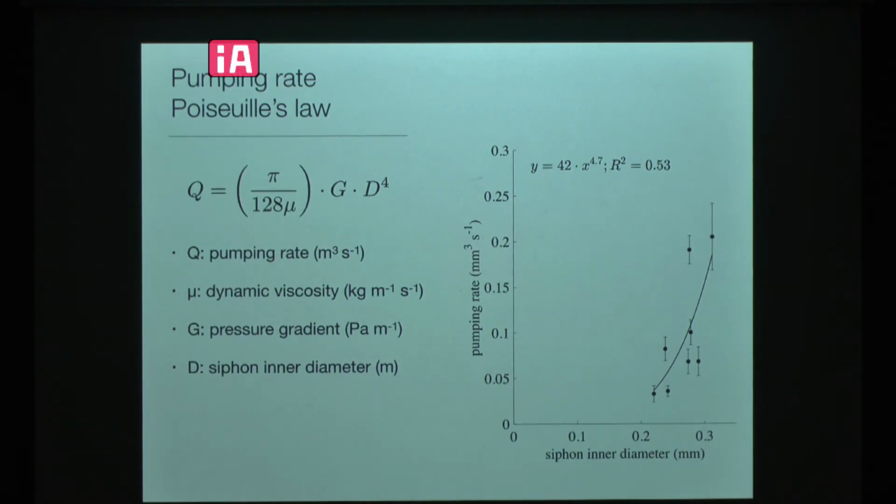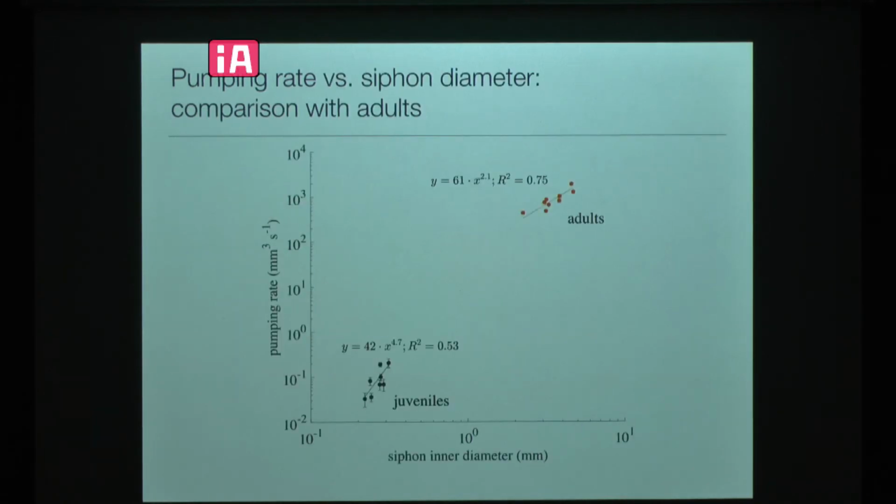So it seems that these juvenile clams are pumping as much as they can with the size of the siphon that they have. So as they continue to grow, they very quickly increase their pumping rate. Whereas the adults, their siphon probably already has a large enough diameter, so they're limited by something else. And in the literature, one suggestion is that it's the area of the gills that limits pumping rate.